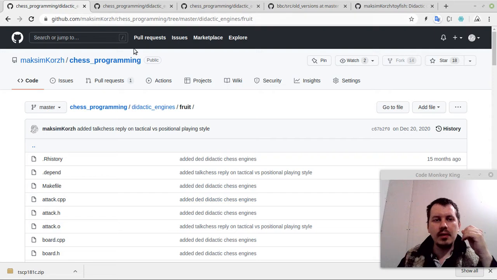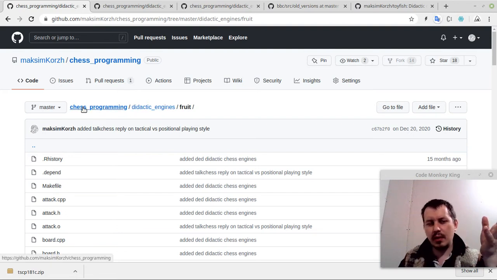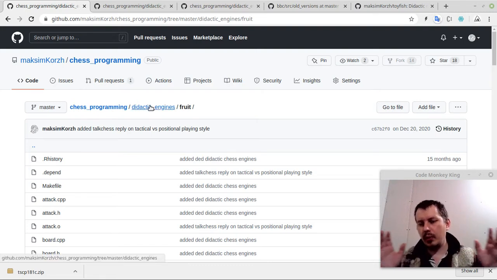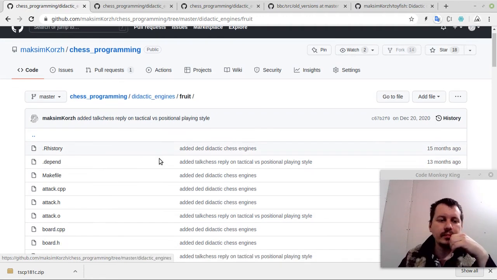So another engine we're going to have a look at is Fruit, and don't get fooled by the fact that it goes within my repository. I'm not at any point the author of this engine. I just have this didactic engines folder where I've been collecting some didactic engines I learned something from. So yeah, just to give you an idea.